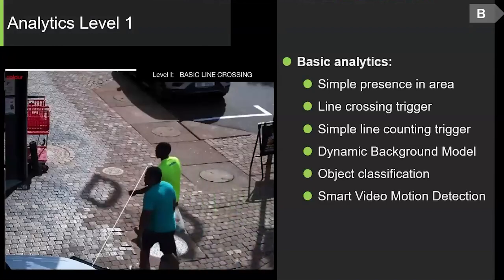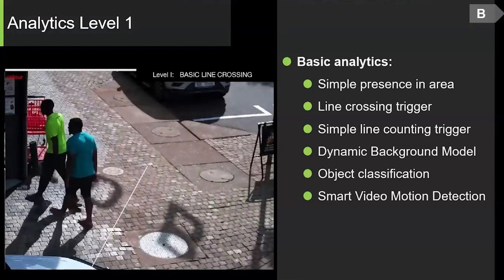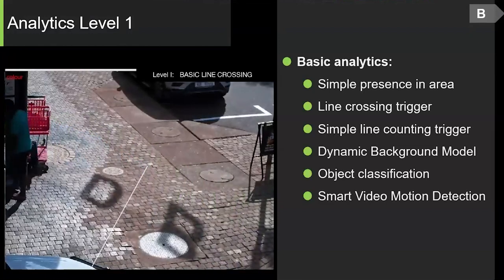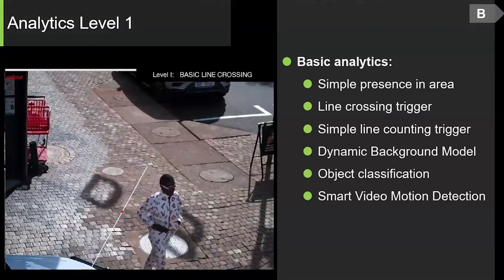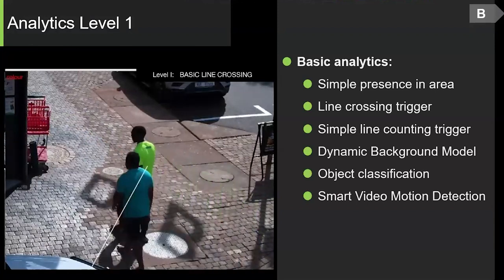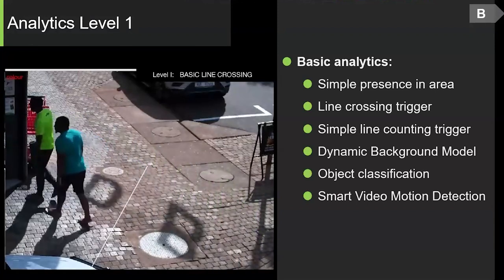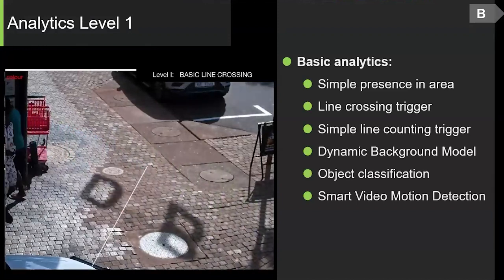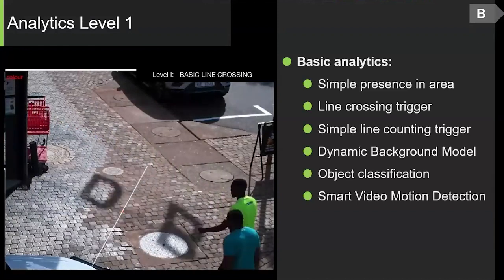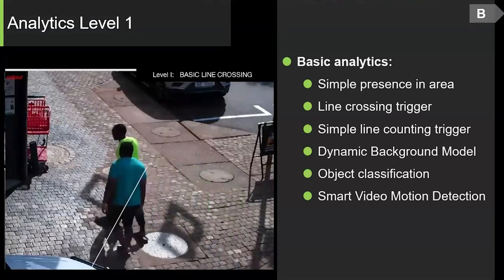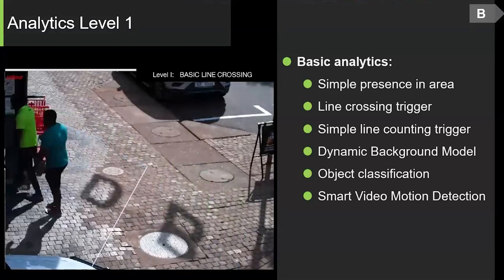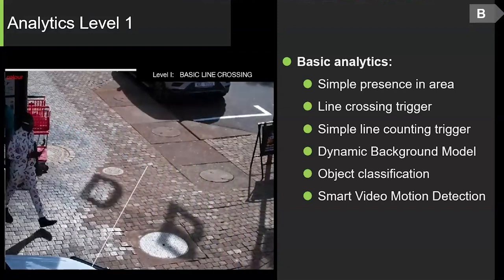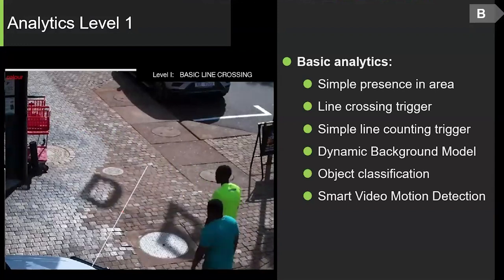So level 1, we said, is our basic analytics. So basic analytics, this includes something like a simple presence in the area. It also includes line crossing triggers. It includes line counting triggers, dynamic background models, object classification for the metadatabase, as well as the smart video motion detection, if it isn't already included in your base package.